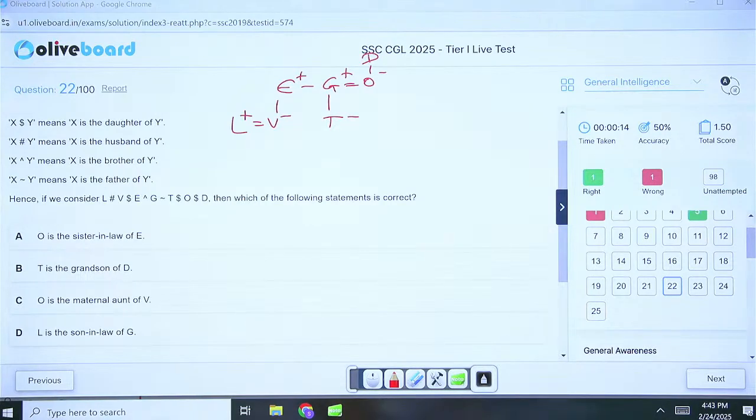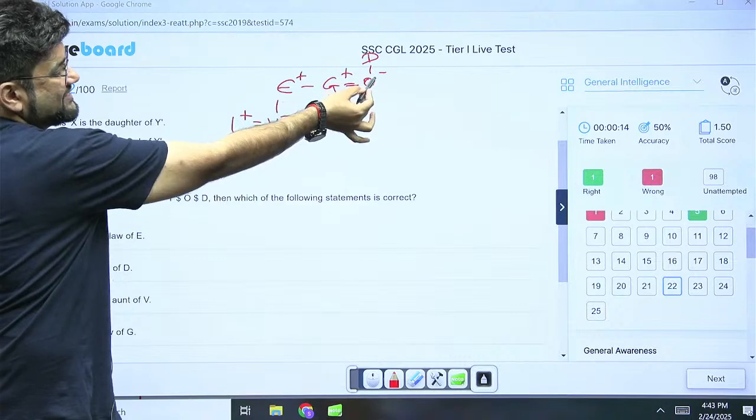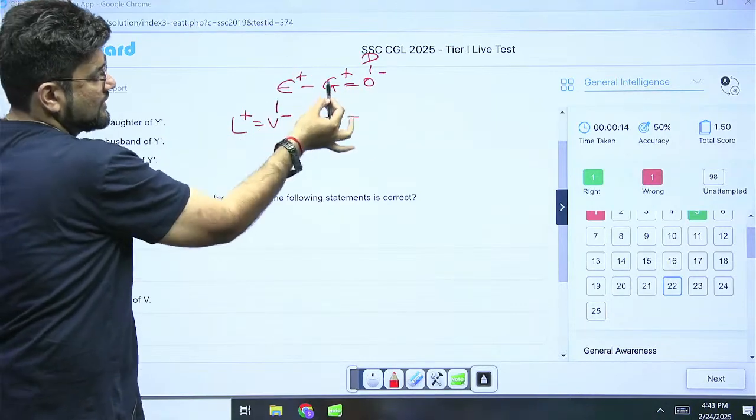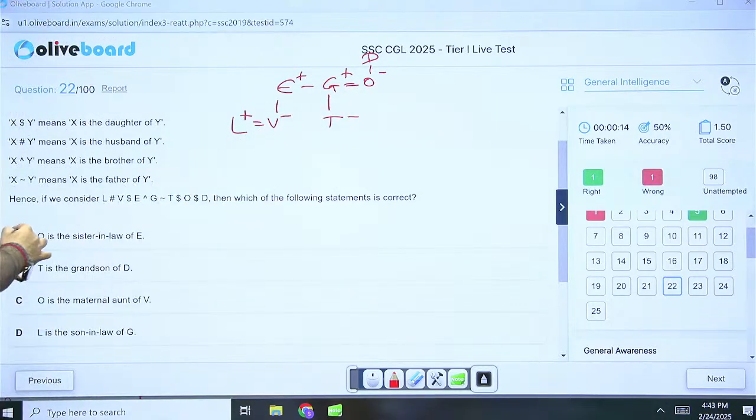O is the sister-in-law of E. Yes. E is brother's wife. O is the sister-in-law of E. Option A is the right one.